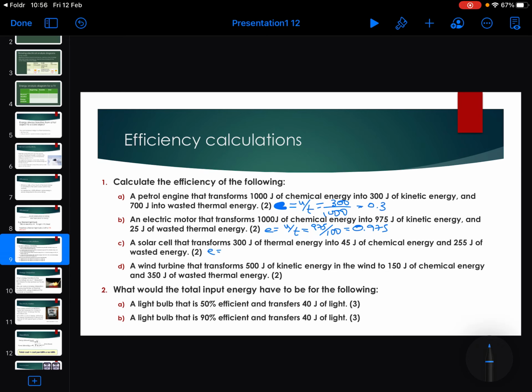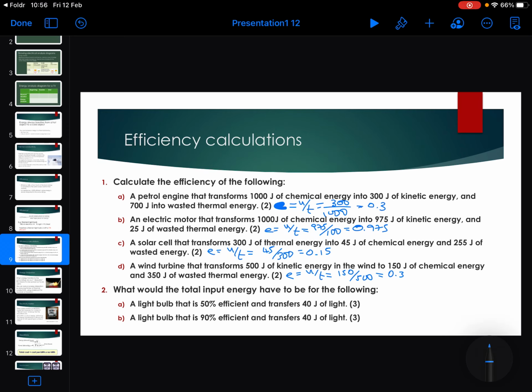C, a solar cell that transforms 300 joules of thermal energy into 45 joules of chemical and 255 joules of wasted. So useful over total. The useful is that 45 divided by what goes in, 300, gives you 0.15. D, a wind turbine that transforms 500 joules of kinetic energy in the wind to 150 joules of chemical energy and 350 joules of wasted thermal. So efficiency is useful over total. 150 over 500 equals 0.3.